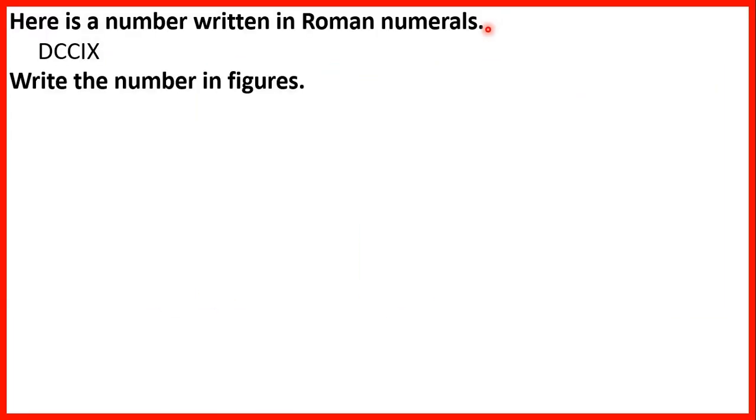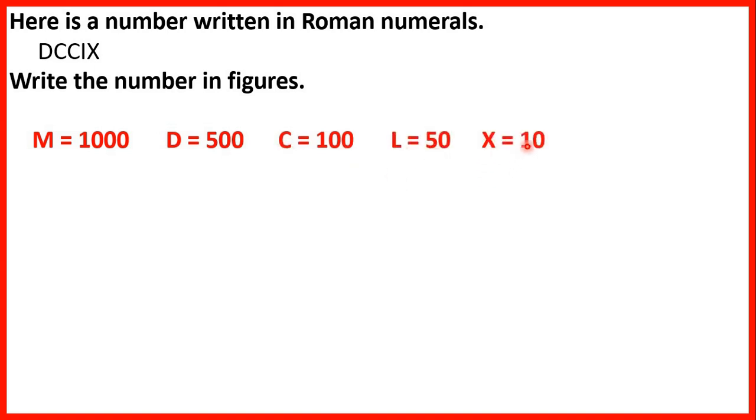Here is a number written in Roman numerals. We have DCCIX. Write the number in figures. So figures just means digits. For Roman numerals, we need to remember that M is 1000, D 500, C 100, L 50, X is 10, V is 5, and I is 1.